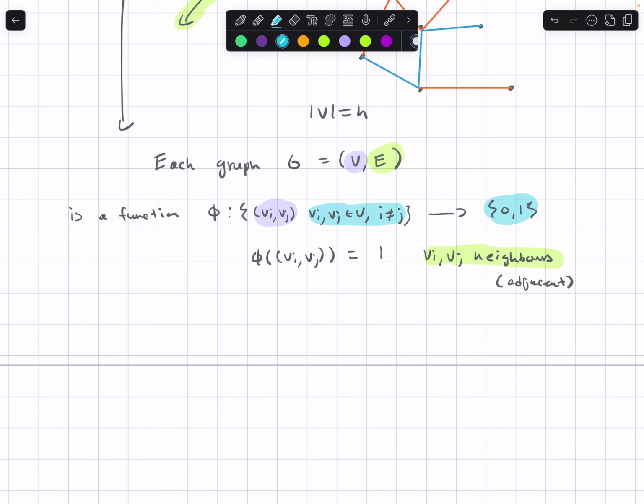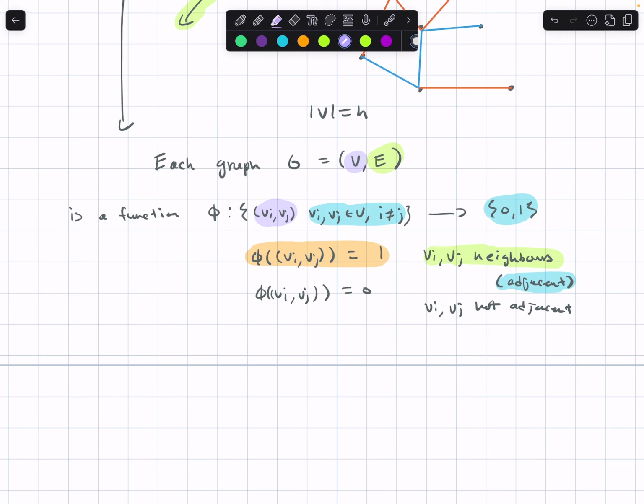So if they are connected by an edge, if we connect V_i to V_j by an edge, then phi of (V_i, V_j) is equal to 1, and phi of this pair is equal to 0 if V_i and V_j are not adjacent. So if they are not connected by an edge.